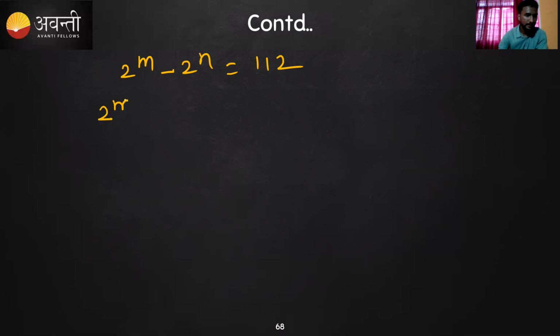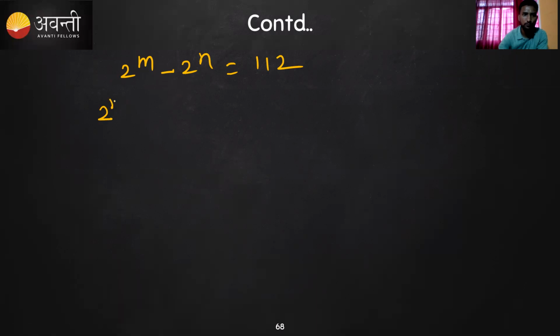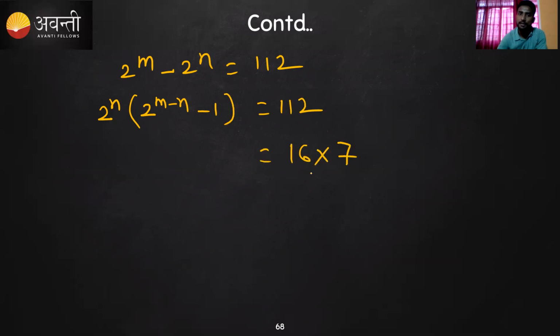We can take 2 to the power n as common. Why? Because we can't find these things by a single equation. So we have to compare this thing. So what will we get? This, like this, and this is 112. So from here we can also write it as this, and we can also write it as 8 minus 1.